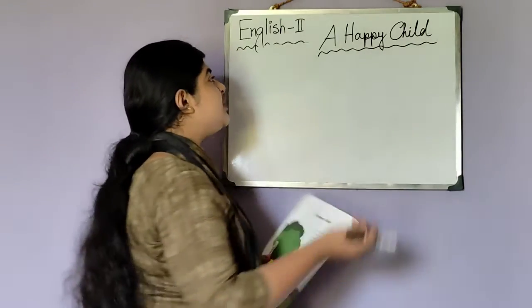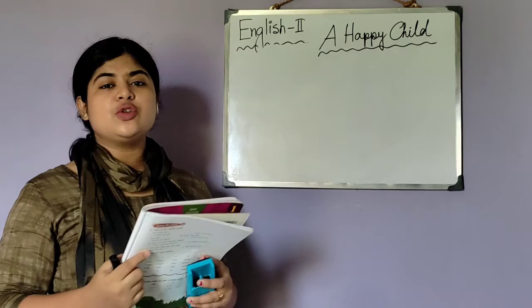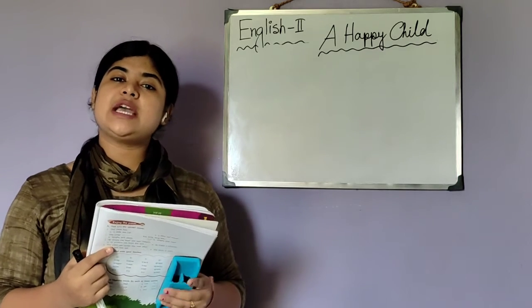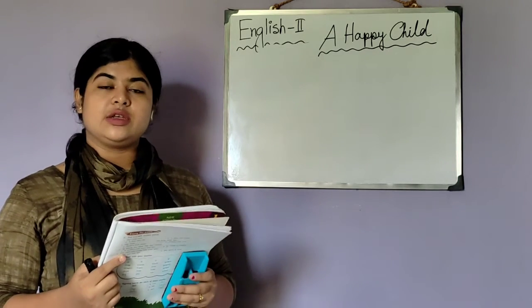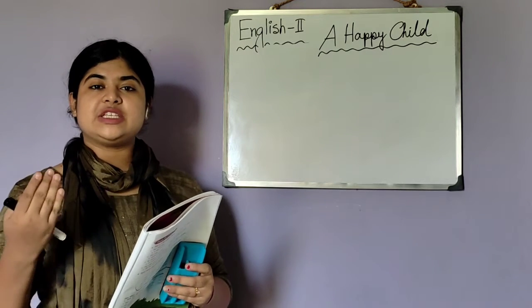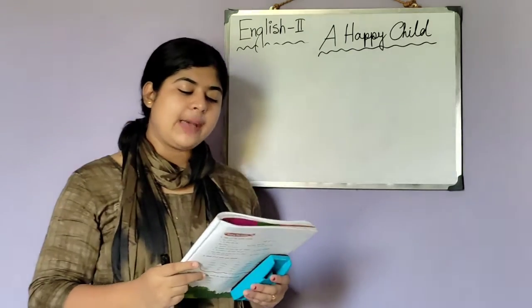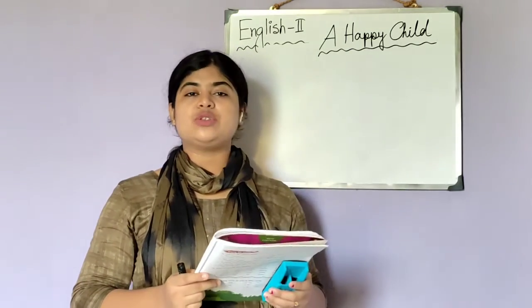Now, a happy child. A means one and child means this is the singular form. What is the plural of child? Children. When I say children, that means plural. When I say child, that means one kid. So a happy child. The story is about a happy child.